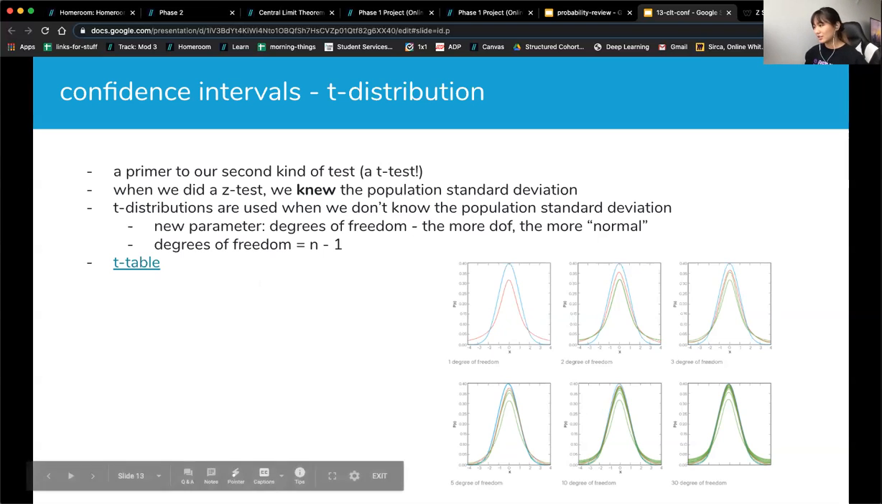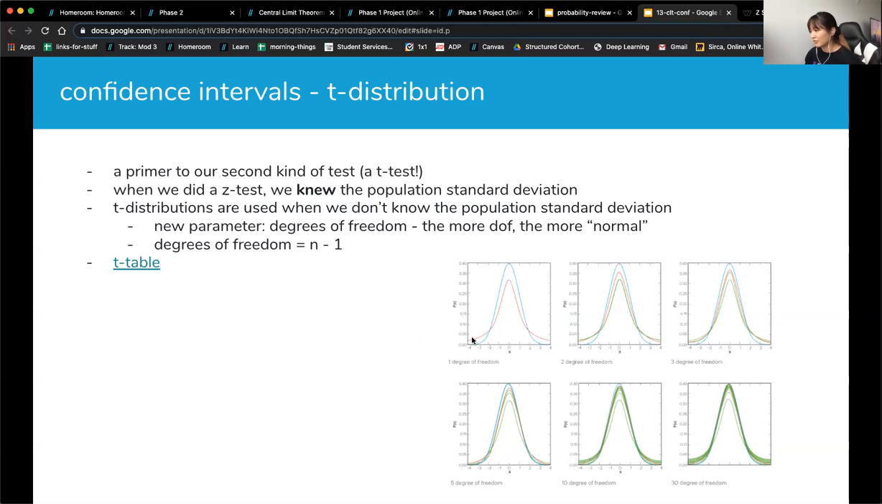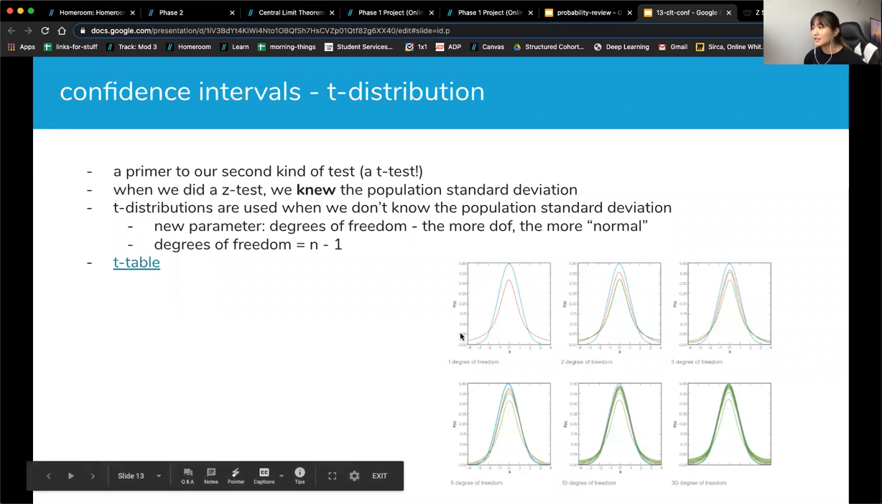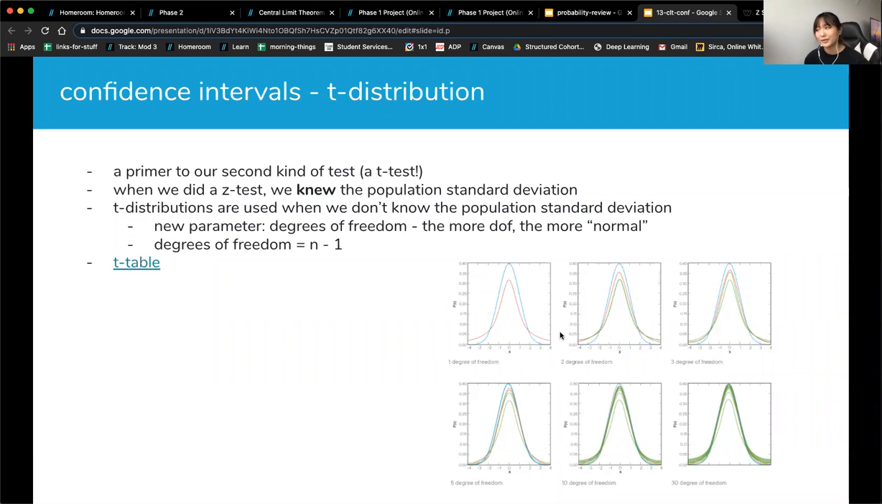So basically a t-distribution, I don't know if I can zoom in on this. Not really. All right, so if we see this first graph over here, the blue line is a normal distribution, and this red line is a t-distribution with just 1 degree of freedom. By default, a t-distribution looks very similar to a normal distribution, just has heavier tails. So the tails are a little higher, and because of that, if we want to maintain an area of 1, the peak is not as high as well.